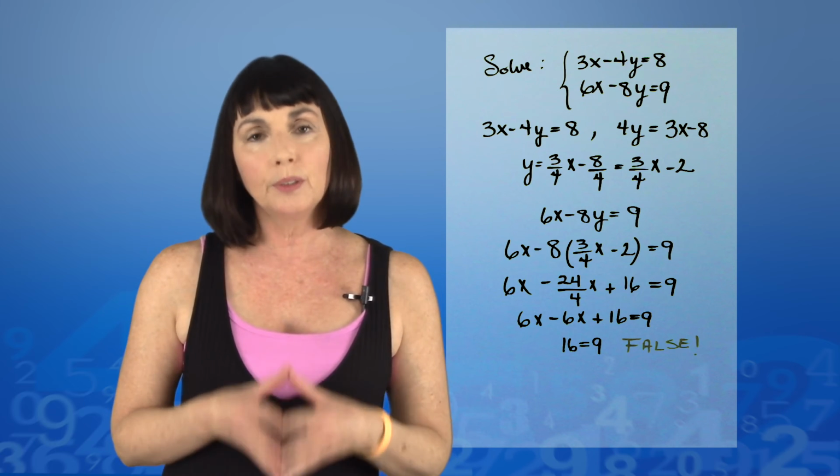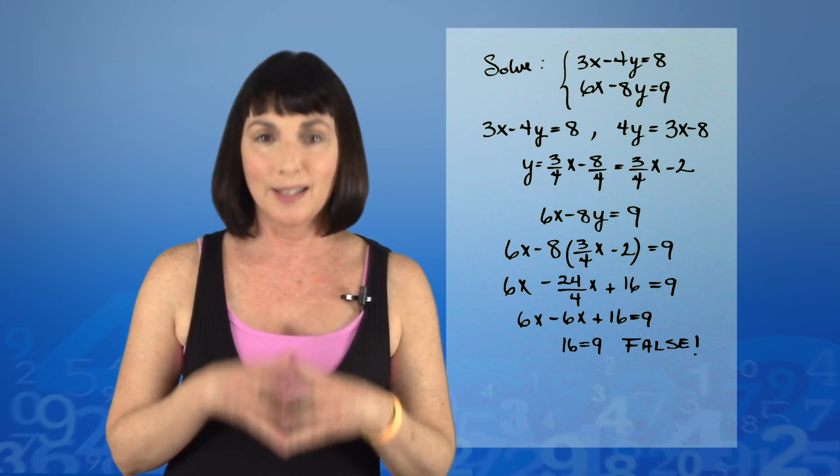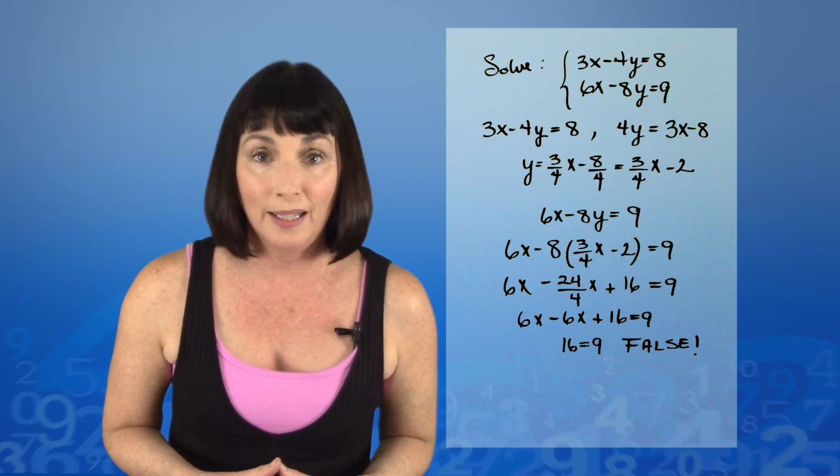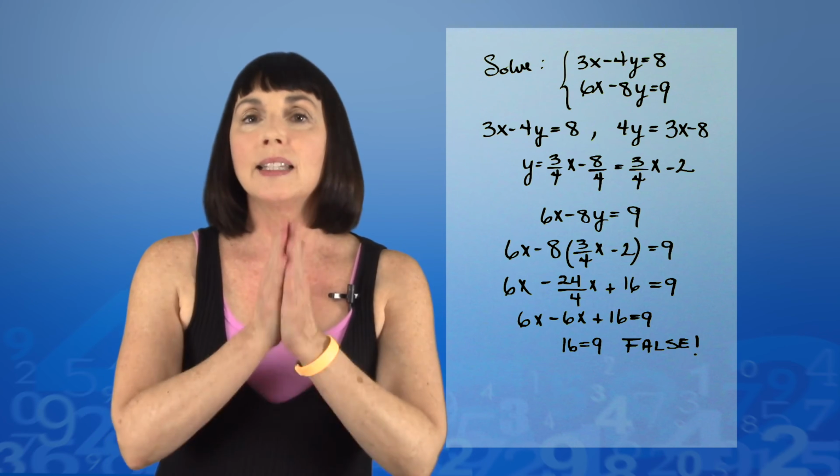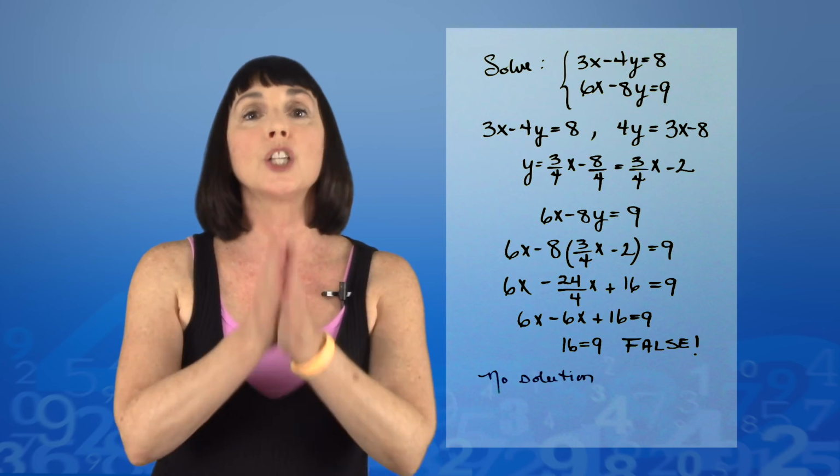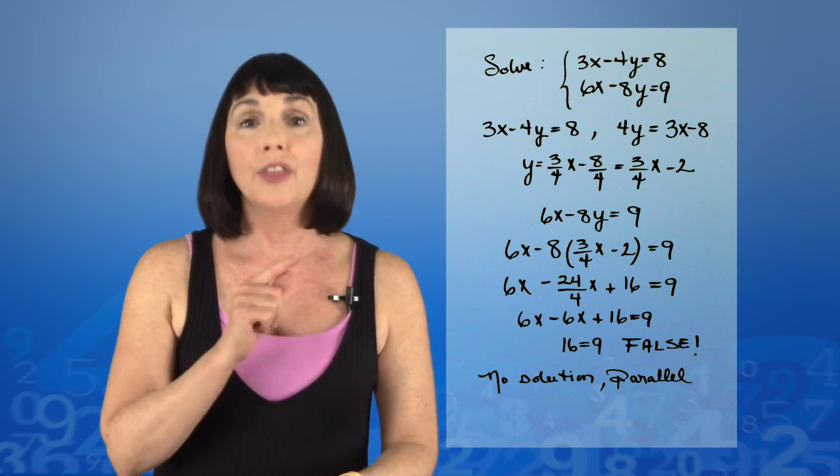That is absolutely not true. That is a false statement. So what does that mean? That means that this system of equations has no solution. These are parallel lines. To learn more about this topic, watch our videos on the Bytes with Allison YouTube channel.